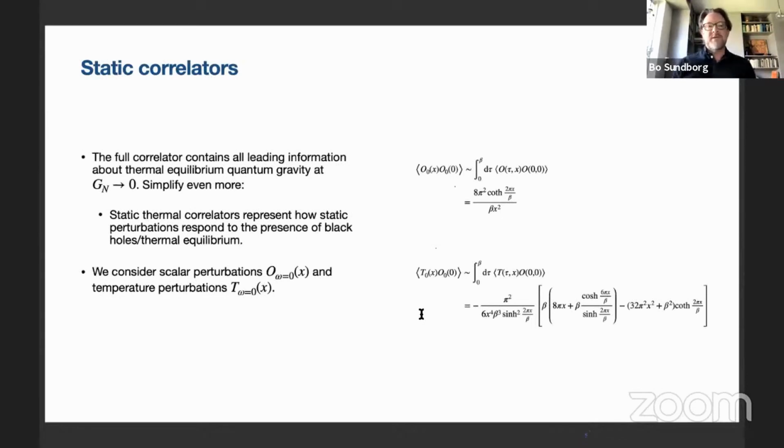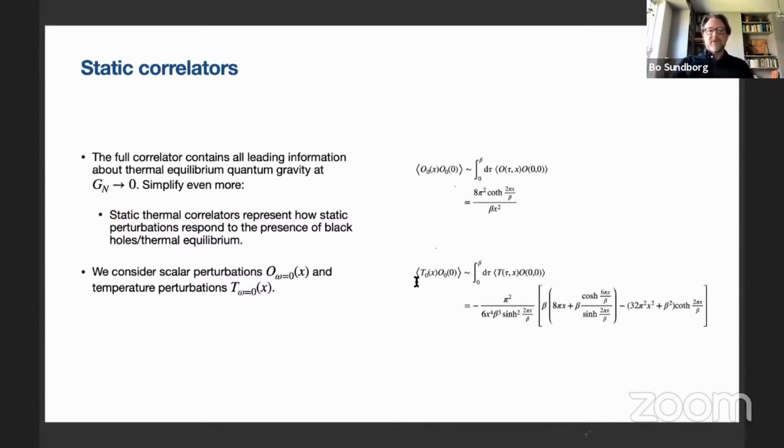This correlator contains all leading information about thermal equilibrium. So it's really the main object. We can simplify even more to extract useful information. What we do is we look at static thermal correlators, representing how static perturbations respond to the presence of thermal equilibrium, which is sort of black holes.